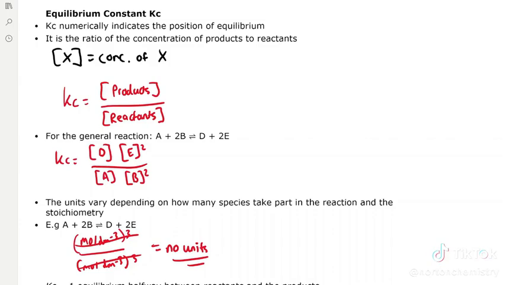A and B go on the bottom as reactants, and D and E go on the top as products. When we have a balancing number in front of any of the reactants or products, we put that as a power to the concentration of that reactant or product. So for example, we have 2B, so that means we do B squared, and we have 2E, so that means we do E squared.